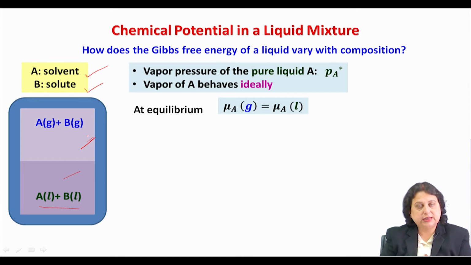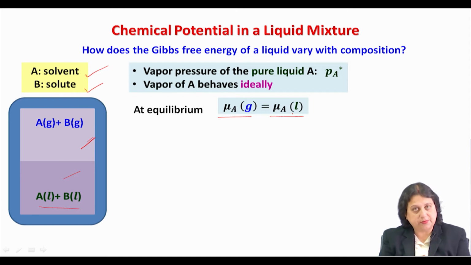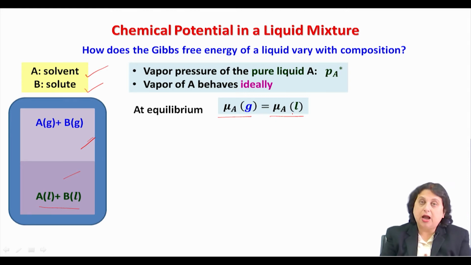Or in other words, I can write that mu A in the gas phase must be equal to mu A in the liquid phase. You must realize that I am talking about this equilibrium at a given temperature and pressure. And I'm talking about a situation where, unlike the previous examples that I have taken, I now have a mixture that can coexist in equilibrium both in the liquid as well as in the vapor phase.